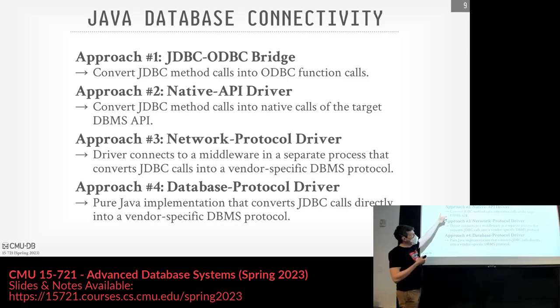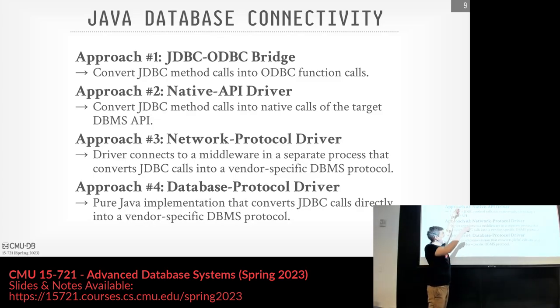The next approach would be using something like JNI, where you could have the JDBC call into the ODBC, literally transforming the calls into ODBC calls. This one is using JNI to call the C library of the database system. This one would be a whole separate middleware, like a separate process running that just knows how to take in JDBC requests and then uses ODBC or whatever the native API is to talk to the database system. There's sort of an extra hop to do that conversion.